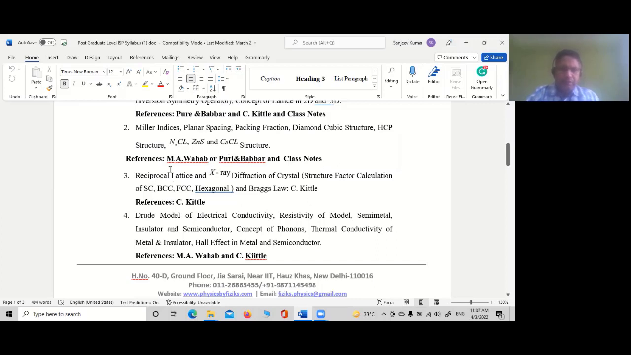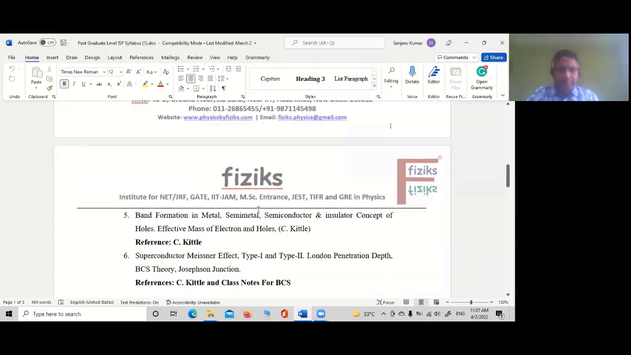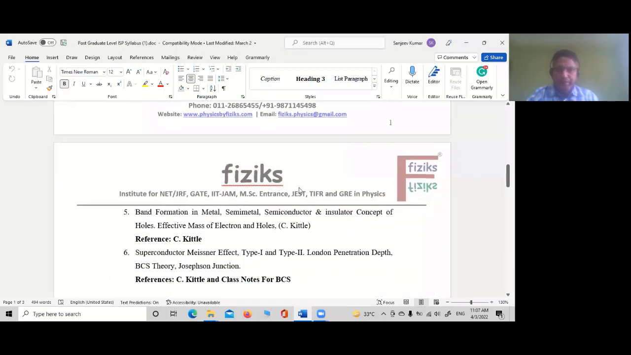Then you have to go through reciprocal lattice, X-ray diffraction of crystals, the structure factor calculation of SC, BCC, FCC, hexagonal, and Bragg's law. You can refer to C. Kittel. Then Drude model of electrical conductivity, resistivity, metal, semi-metal, insulator and semiconductor, concept of phonons, thermal conductivity of metals and insulators, Hall effect in metals and semiconductors. References: Wahab and Kittel.